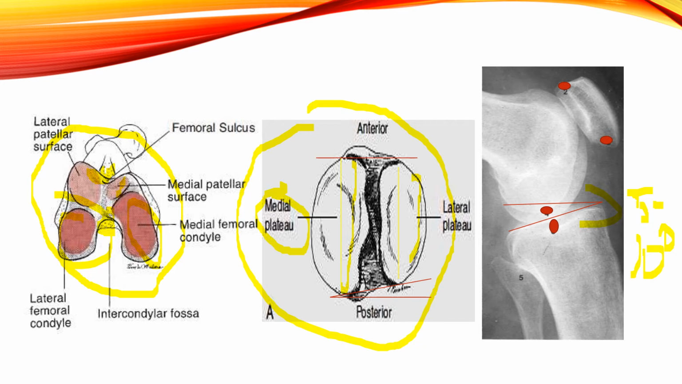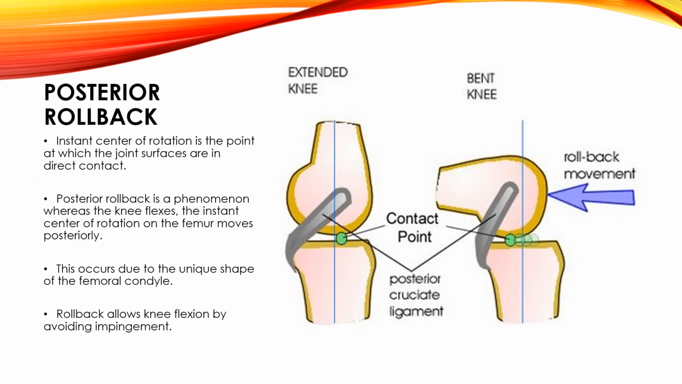Now we'll talk about the posterior rollback. The instant center of rotation is the point at which the joint surfaces are in direct contact. If you see in full extension, this is basically the instant center of rotation. When the knee is in extension, the center of rotation will be somewhere here, right?